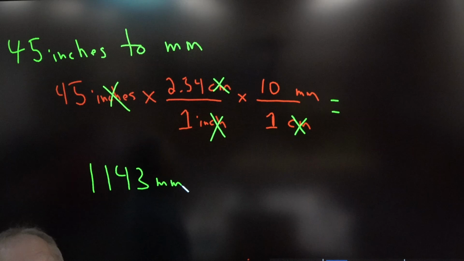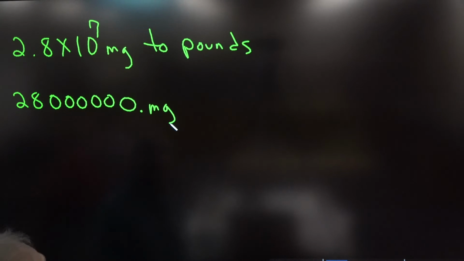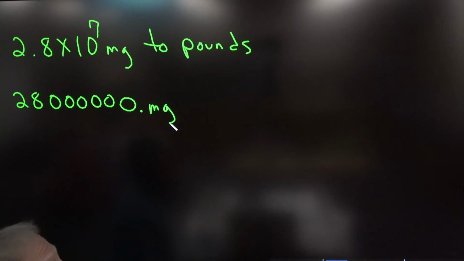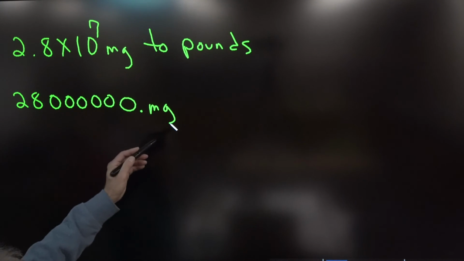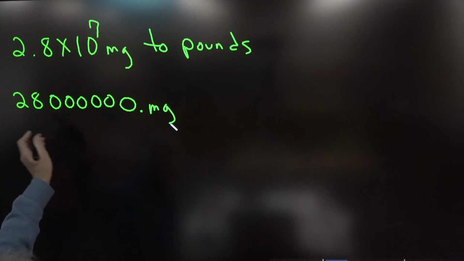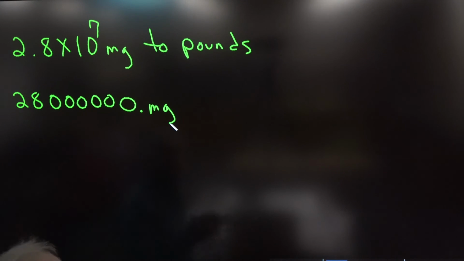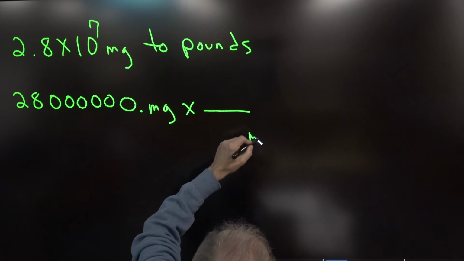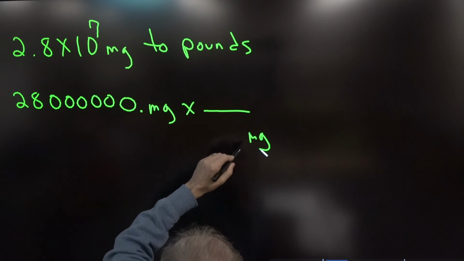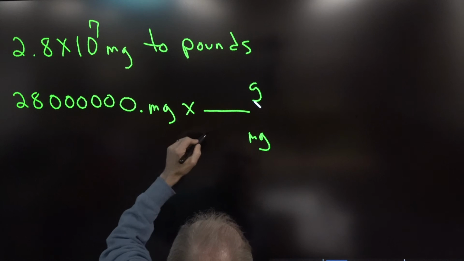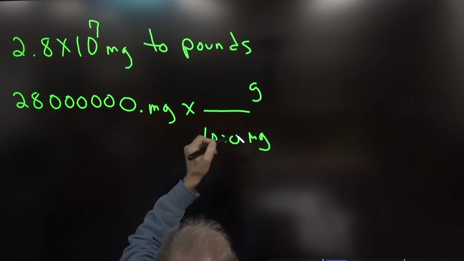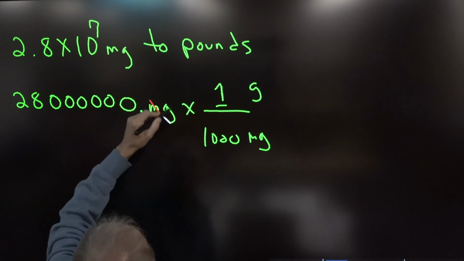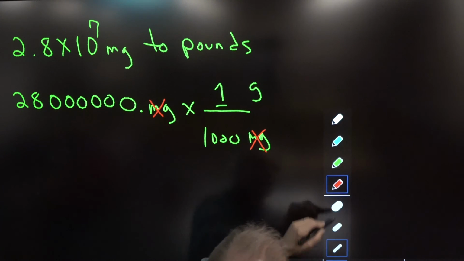All right, so let's do another one. So what we're doing now is we're going from milligrams, metric system, to pounds. That's the English system. So I've put it all the way out there. So 2.8 times 10 to the 7 is that number. We have to get rid of milligrams first, go up, times. We put milligram on the bottom, and we are going up to grams. So we have 1,000 milligrams makes 1 gram. So now we just wiped out milligram with milligram.